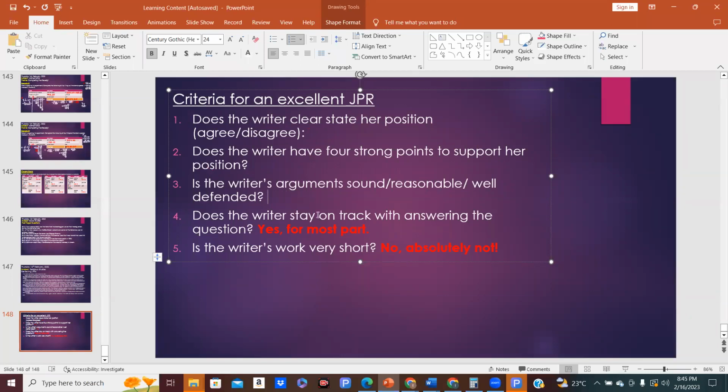So Alexander, you do not have this criteria, so please write this down. All right, the first criteria is, does the writer clearly state her position? The second criteria is, does the writer have 4 strong points to support a position? The third is, is the writer's argument sound, reasonable, and well defended? Four, does the writer stay on track with answering the question? And five, is the writer's work very short?